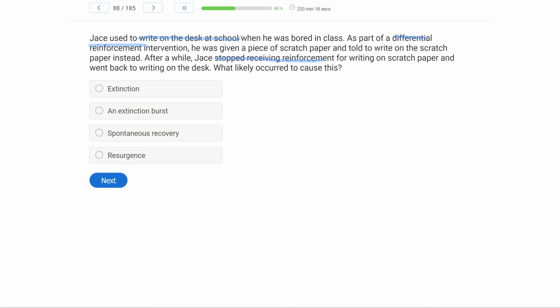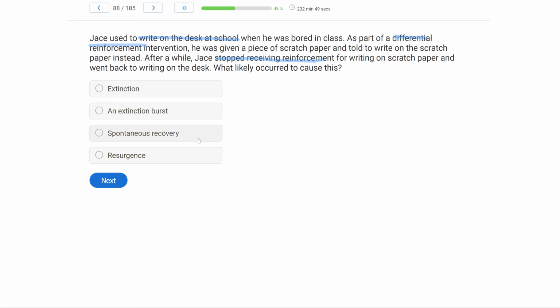Now, what do we call it when a behavior is put on extinction? We teach a new behavior, but then stop reinforcing that new behavior and the old one comes back. The two options here are spontaneous recovery and resurgence, right? We know it's not extinction. Extinction has already taken place. We know it's not an extinction burst because the behavior has already decreased. So it's got to be a situation where the behavior has come back after extinction.